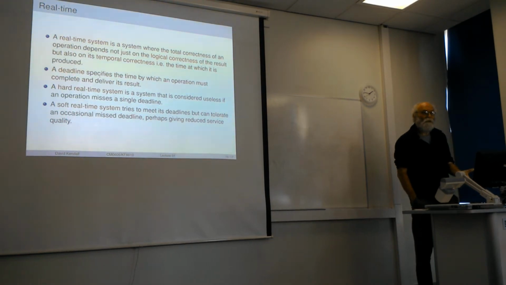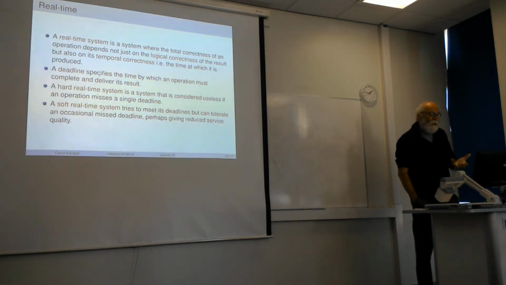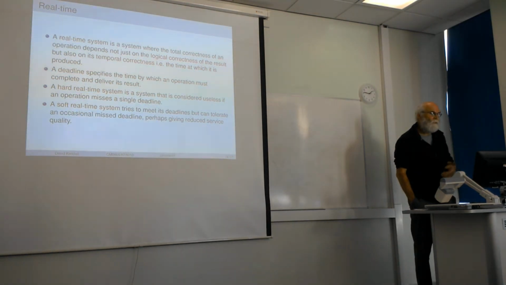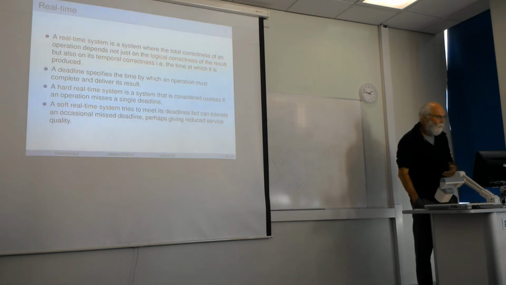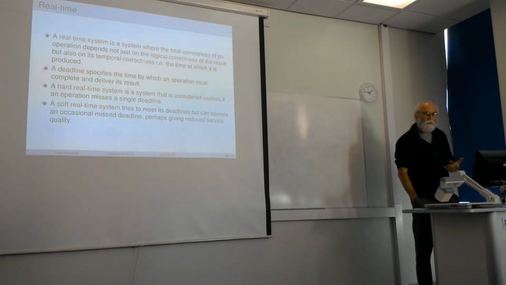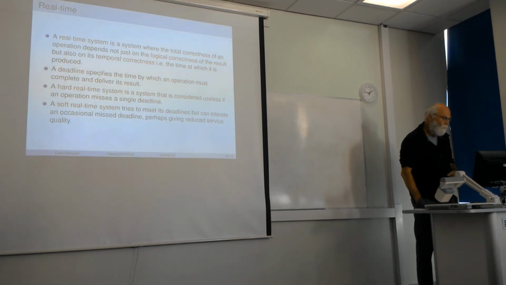There are some deadlines. Clearly, if there's a 5-minute gap between frames, then something has gone wrong. I know we've got buffering and so on, but let's ignore buffering for the moment. Clearly, if there's a 5-minute gap between frames, then something has gone seriously wrong. But if there's just occasionally a missed deadline, then probably we won't be able to tell the difference. So that would be a soft real-time system.